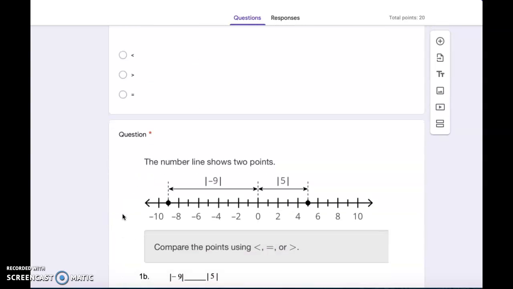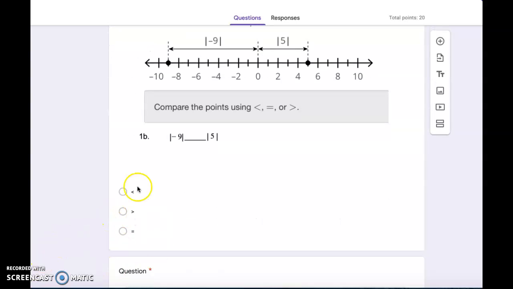1B. The number line shows 2 points. Compare the points using less than, equal to, or greater than. The absolute value of -9 is less than, equal to, or greater than the absolute value of 5. And make your choice from the answer choices below.